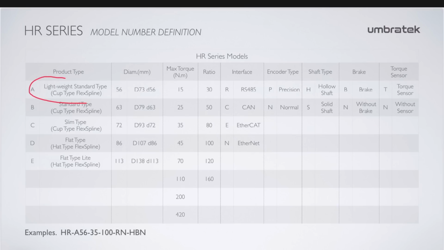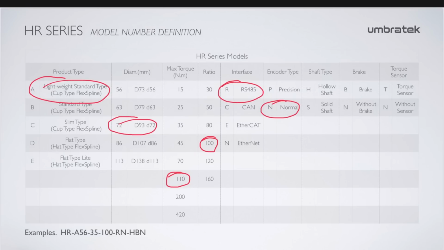According to the model number, this is a lightweight standard type with a diameter 72 mm, maximum torque 110 Nm, ratio 100. It has the RS485 interface, normal type encoder, hollow shaft, brake, and there is no torque sensor.